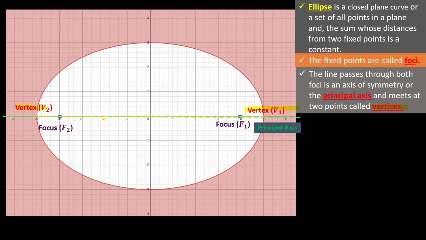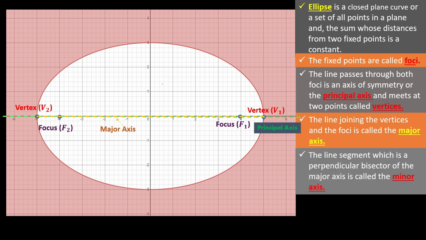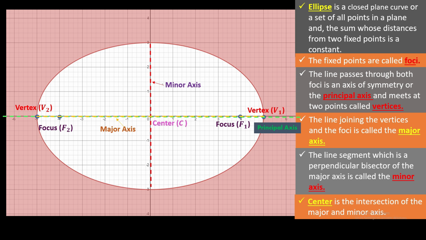Itong broken line na to na kulay yellow, ang tawag naman natin dyan ay major axis. So that is the line joining the vertices and then the foci. Okay, so next, meron din tayong tinatawag na minor axis. So when we say minor axis, it is the line segment which is perpendicular bisector of the major axis. So itong broken line na to na kulay red, that is our minor axis. So yung center natin, this is where the major and minor axis intersect. So eto siya, yung nasa gitna natin. So that is the center.